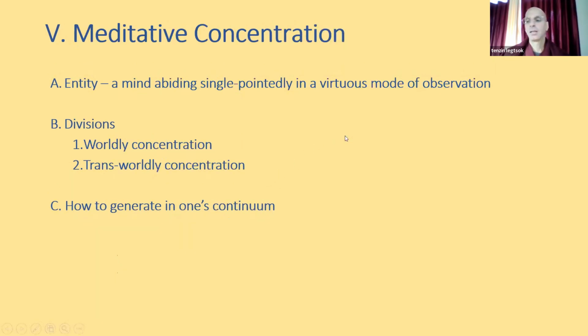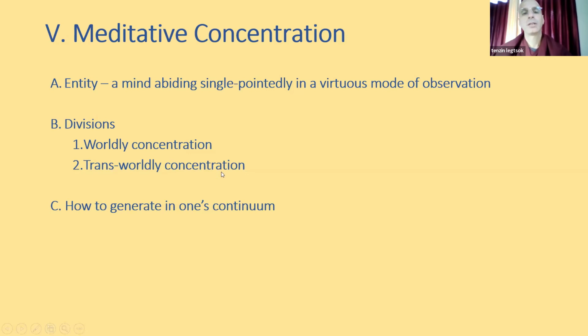Okay, so that's that. And then meditative concentration is a mind abiding single-pointedly in a virtuous mode of observation. So this is easy, right? It's just a mind that focuses on its object and can abide single-pointedly focused on that object without any distraction whatsoever. Of course, it's easy to describe, it's not easy to do, but that's what we try to cultivate, this single-pointed, focused attention.